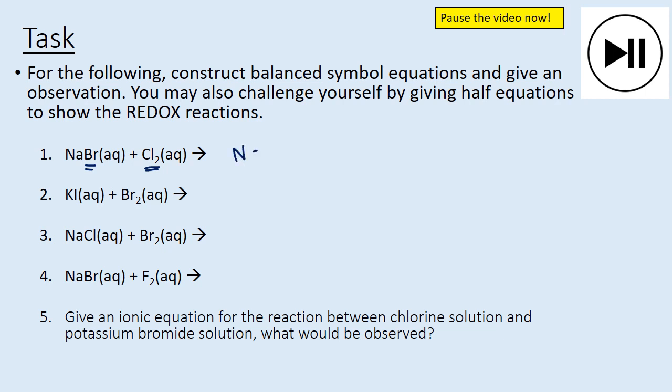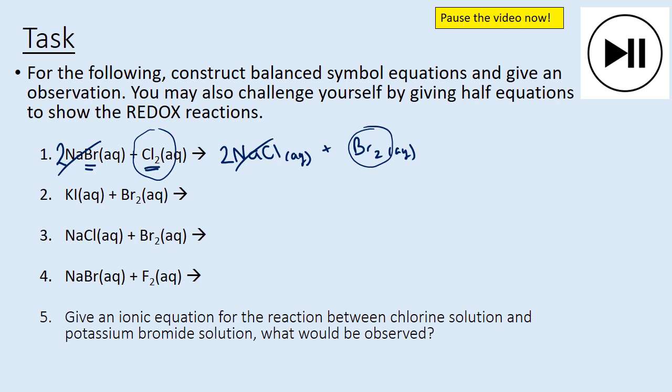So here we're going to get NaCl, aqueous, plus Br2, aqueous. And our observation here, don't forget to balance it, our observation here is going to be from a pale green solution to an orange brown solution. Remember, the colour is this. This won't have a colour, so the colour is pale green solution becomes an orange brown solution.